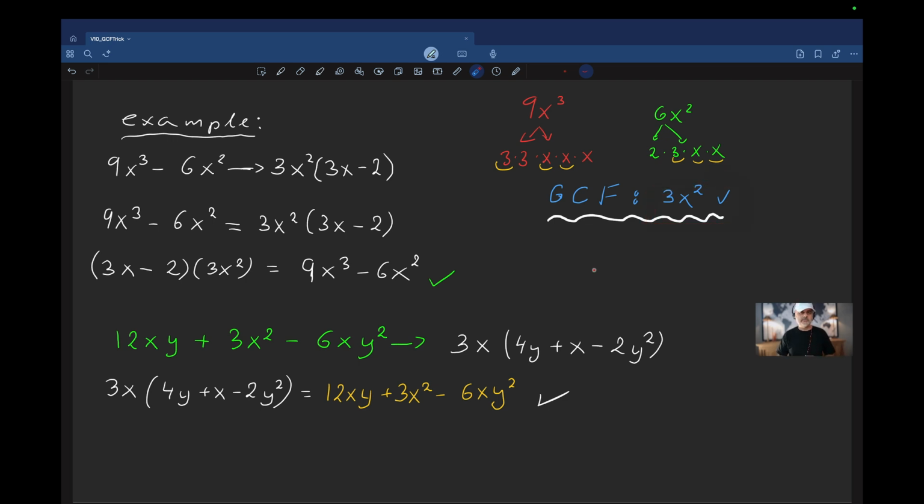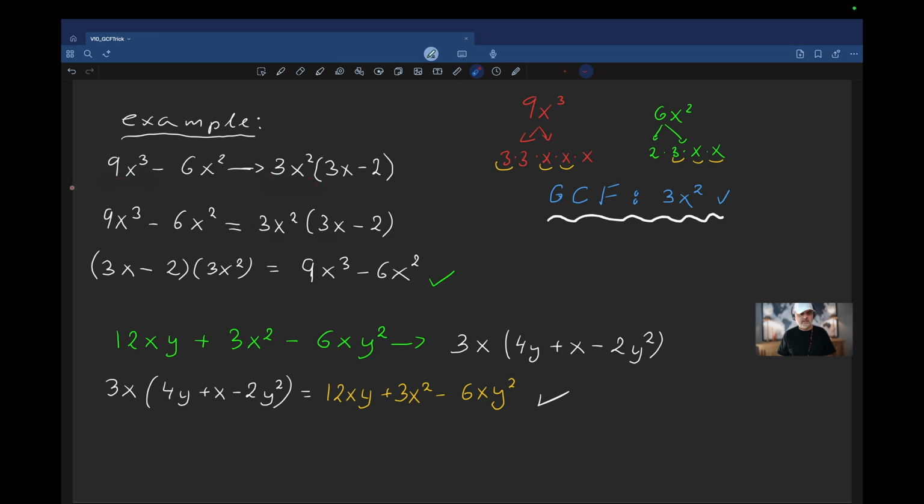So how do you extract it? This is sort of the transition that explains the process, but it's not the mathematical statement that you want to end up with. You would like to show that you have your binomial, which is equal to the product of a greatest common factor, which is 3x squared, times the leftover. And how do you find what this leftover is? Simply, you divide each term by the greatest common factor.